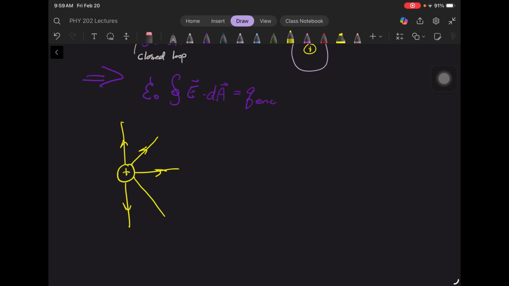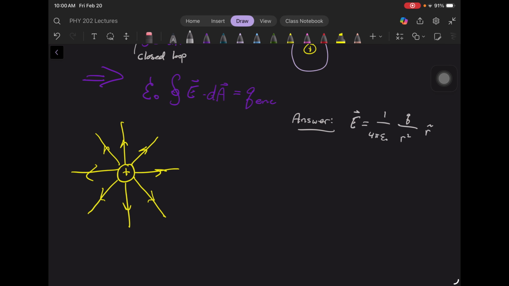And so we can say we already know the answer. For an electric field, E is going to be 1 over 4 pi epsilon naught Q over r squared. And then we can vectorize it, but here we're going to be solving for the scalar, just because when you have the dot product, you get a scalar out.